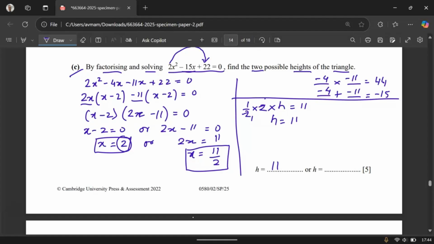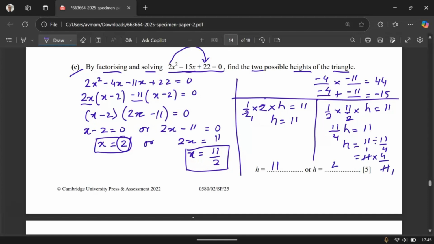All right. For the next one, we'll do the same thing. Half times base is 11 over 2 times height equal to 11. When you multiply 11 times 1 is 11, 2 times 2 is 4, times height equal to 11. Divide both sides by 11 over 4, height equal to 11 divided by 11 over 4. And then the reciprocal gives us 11 times 4 over 11. 11 divided by 11 cancel each other. So the other height is 4.